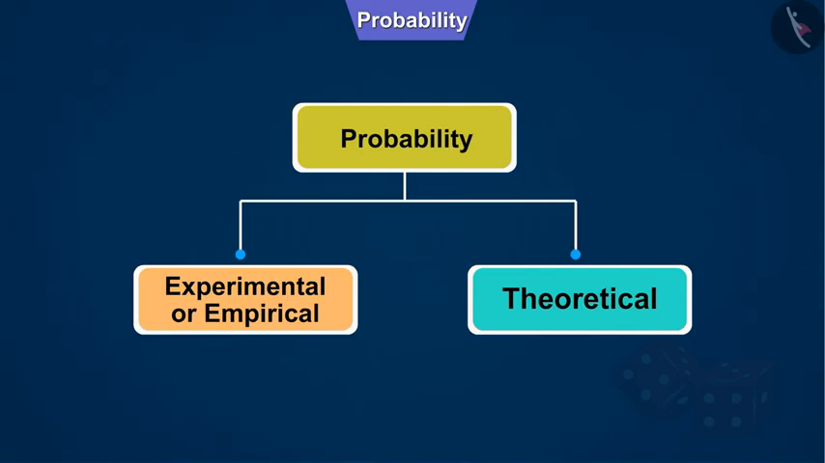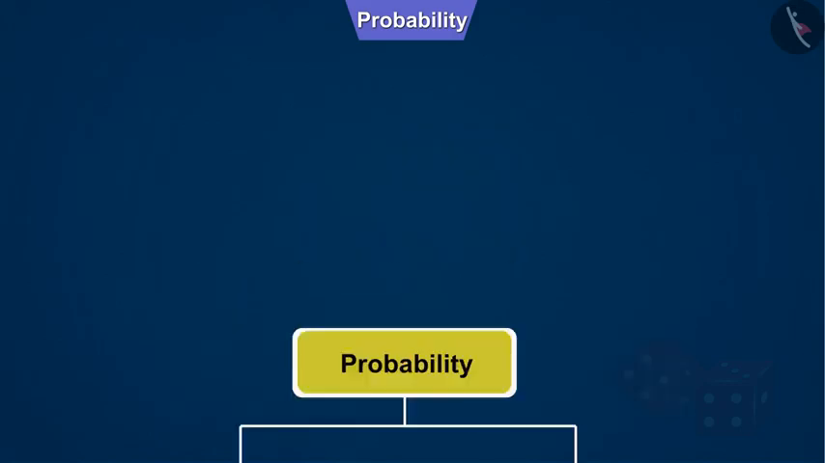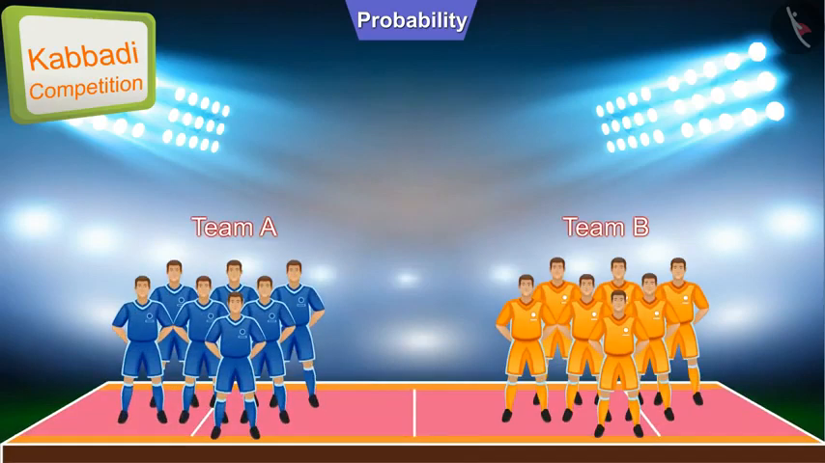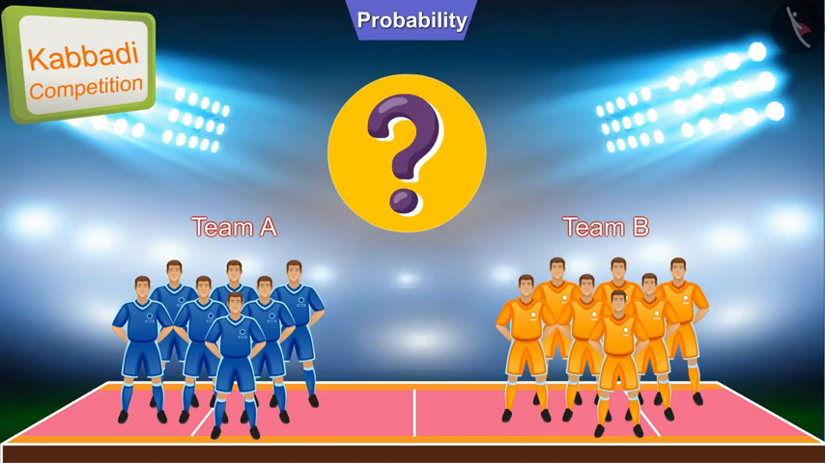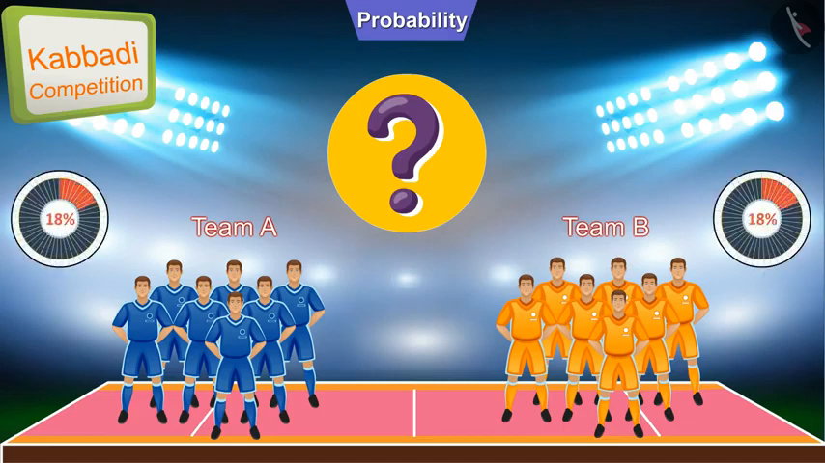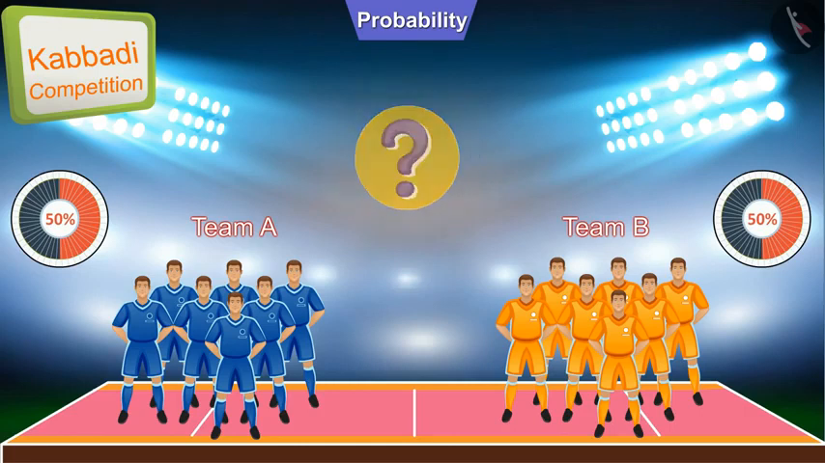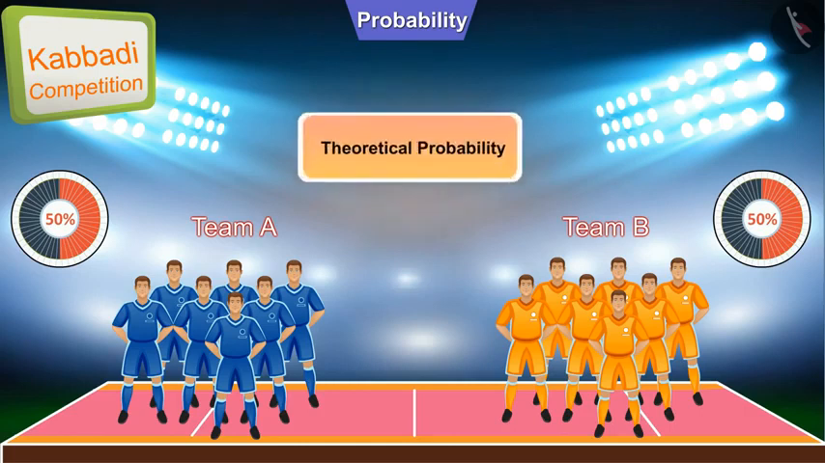Let's see an example to understand it better. Suppose a kabaddi match is going to happen between Team A and Team B. At the beginning of the game, we do not know anything about the past performance of both teams. In such a situation, if we have to predict which team will win, then we can say that both have a 50-50% chance of winning. We call this the theoretical probability.